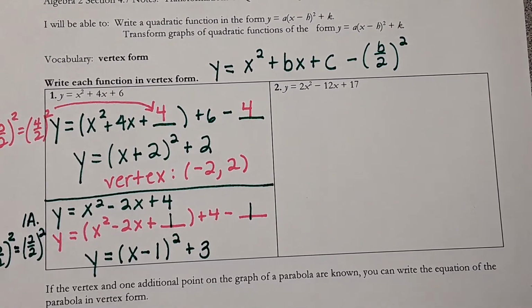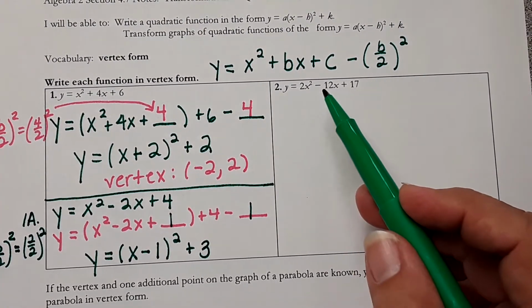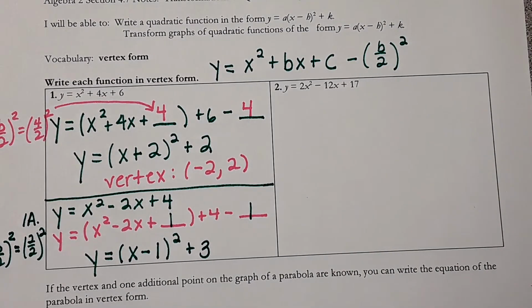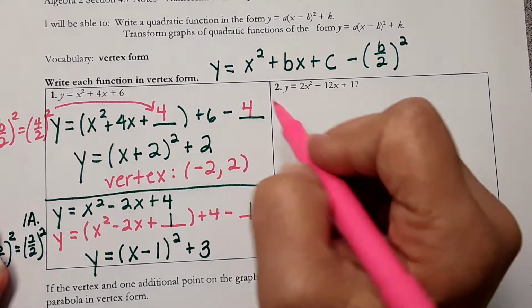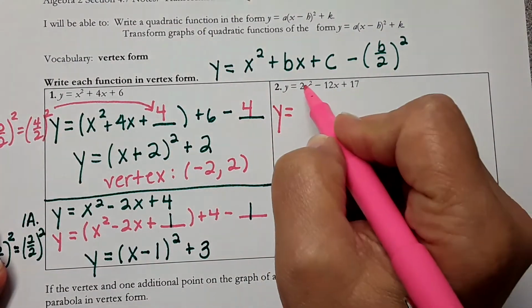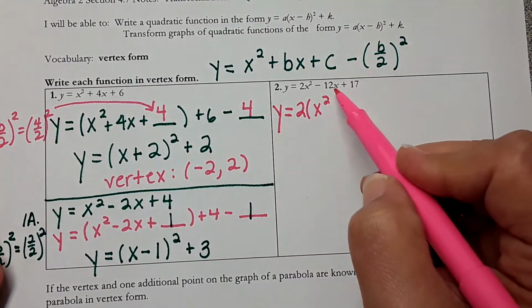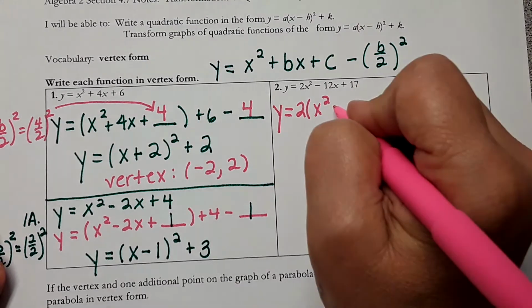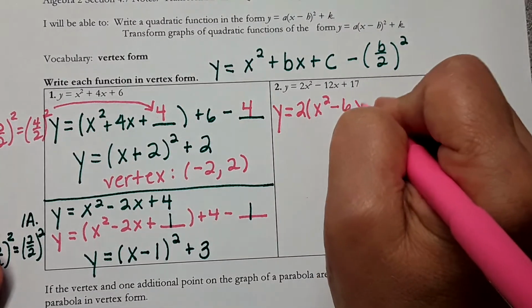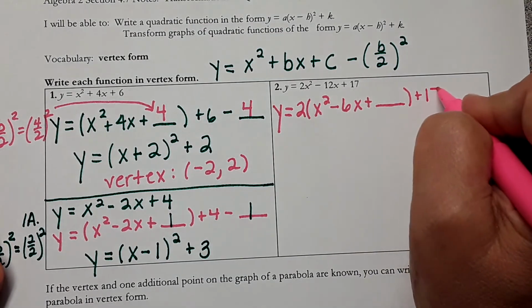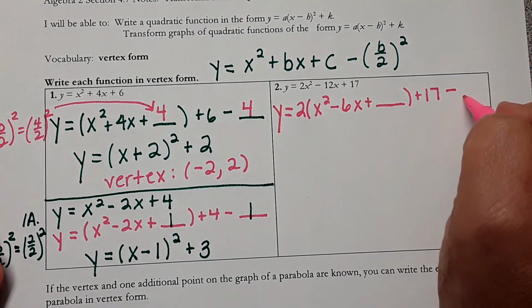Now, we're going to do example 2. You're going to notice in example 2 that A is not 1. A is 2. So when you go to do these, it's going to be very similar. But when you go to do these, you're going to pull the A out of the B. So negative 12 divided by 2 is 6, plus the blank, plus 17 minus the blank.